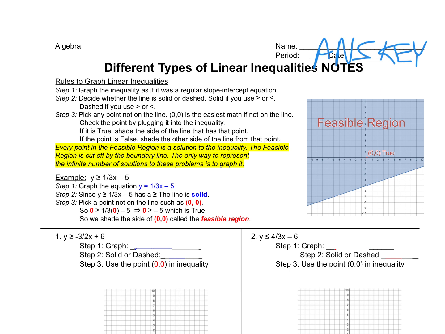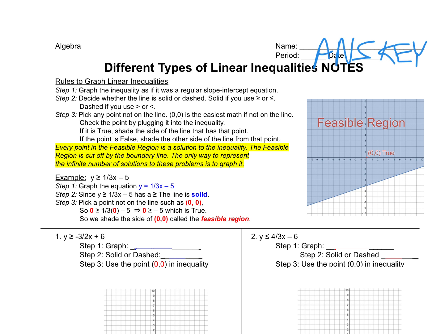If you try any point below this line, like 0 and -9, you would find that it would not work. 0 for x would give me 0 minus 5, which is -5. Is -9 greater than or equal to -5? No. So it turns out that this line is our boundary line that cuts it off.